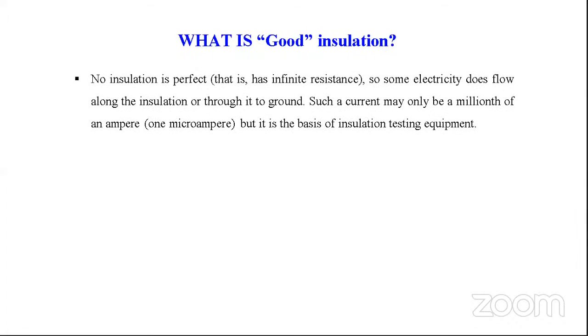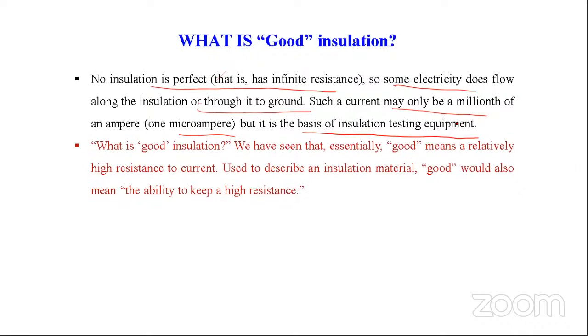Okay, no insulation is perfect. All of you know there is no such ideal insulator. Theoretically you can say an insulating material has infinite resistance, but practically it is not possible. So some electricity does flow along the insulation or through it to the ground, but such a current may only be a millionth of an ampere, or 1 microampere, but it is the basis of the insulation testing equipment.